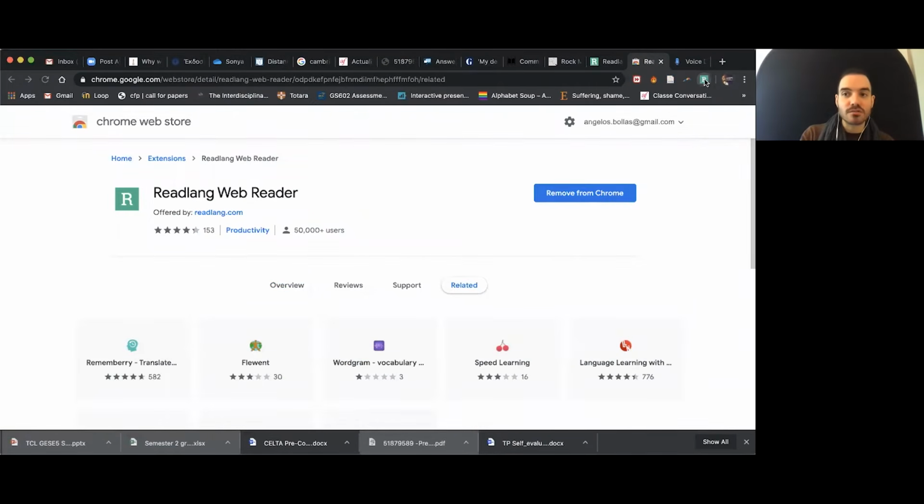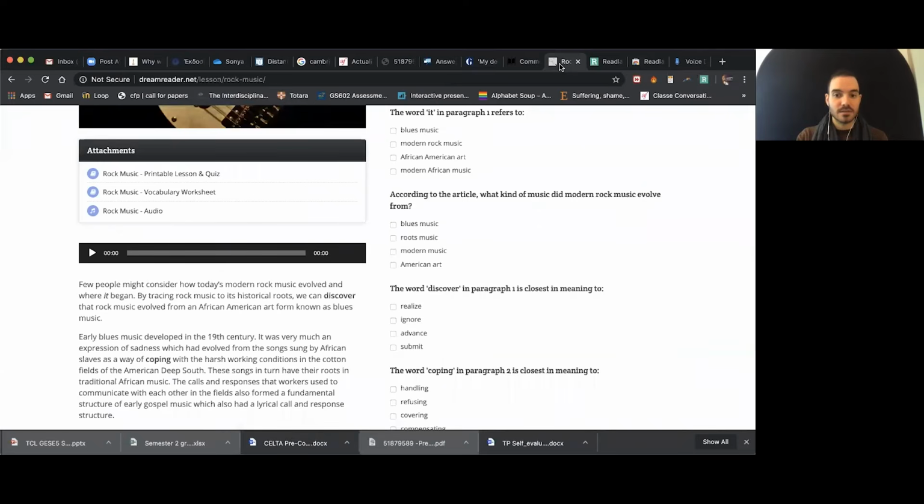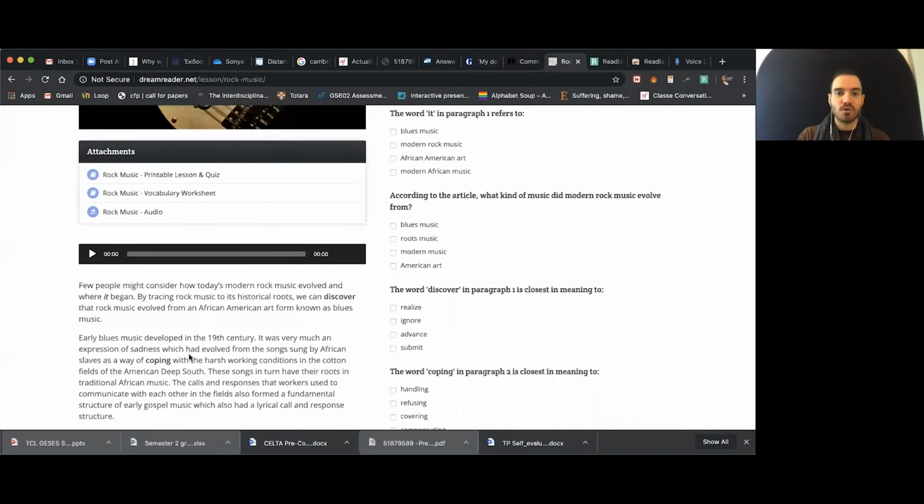And now you see on the top right corner here, do you see this green R? This means that I have installed it, I've done what I had to do successfully. Now, what is the next step? I will go back to another website, to one that I showed you earlier, this one, about rock music. Do you remember I showed you this text before?